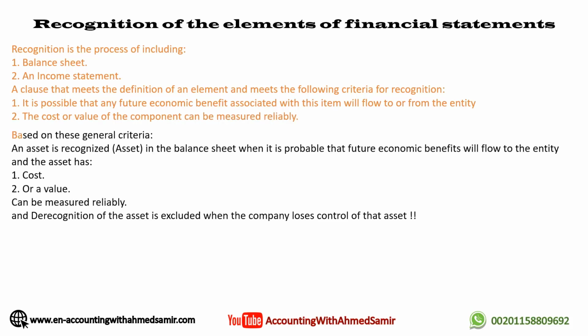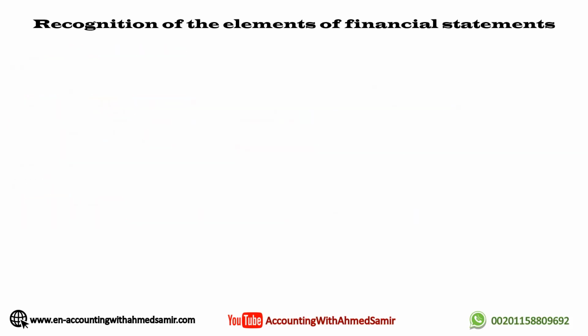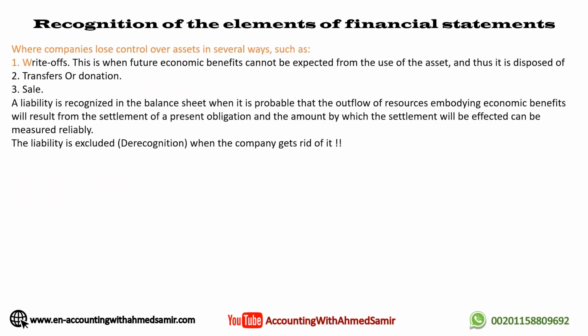Based on these general criteria, an asset is recognized in the balance sheet when it is probable that future economic benefits will flow to the entity and the asset has 1. Cost, or 2. a value, that can be measured reliably. Derecognition of the asset occurs when the company loses control of that asset. Companies lose control over assets in several ways, such as 1. Write-offs. This is when future economic benefits cannot be expected from the use of the asset, and thus it is disposed of. 2. Transfers or donation.